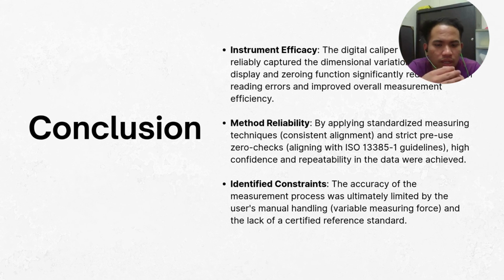Continuing to our final slides, which are our conclusion slides, we can summarize that our findings are quite significant, and we confirm that the digital caliper was an effective and reliable tool for capturing dimensional variations. This digital interface proved very superior to traditional tools such as analog calipers, because it significantly reduced human errors, specifically parallax errors, while the quick zeroing function can make our work faster and more accurate, and we can minimize the errors as much as possible.